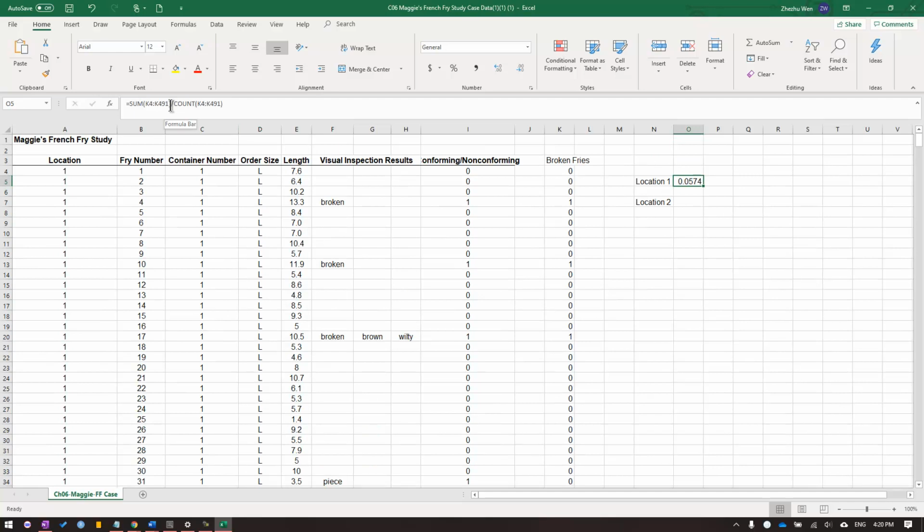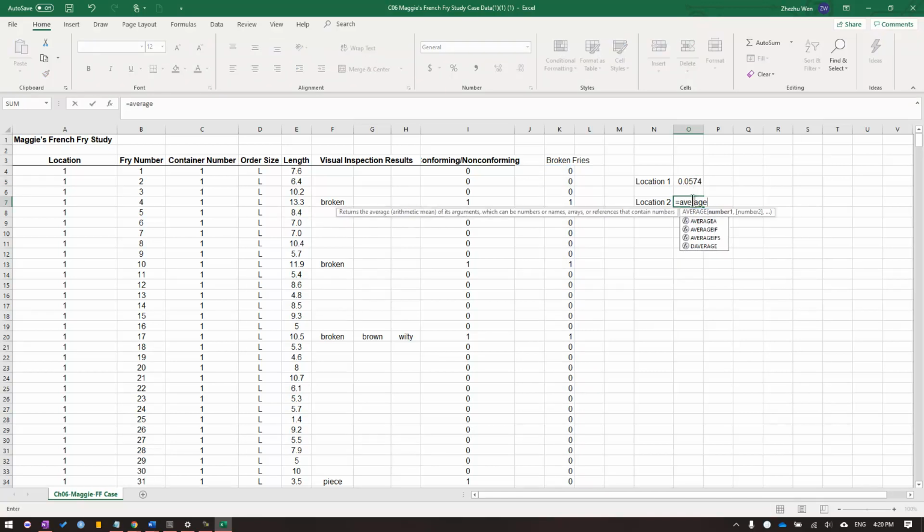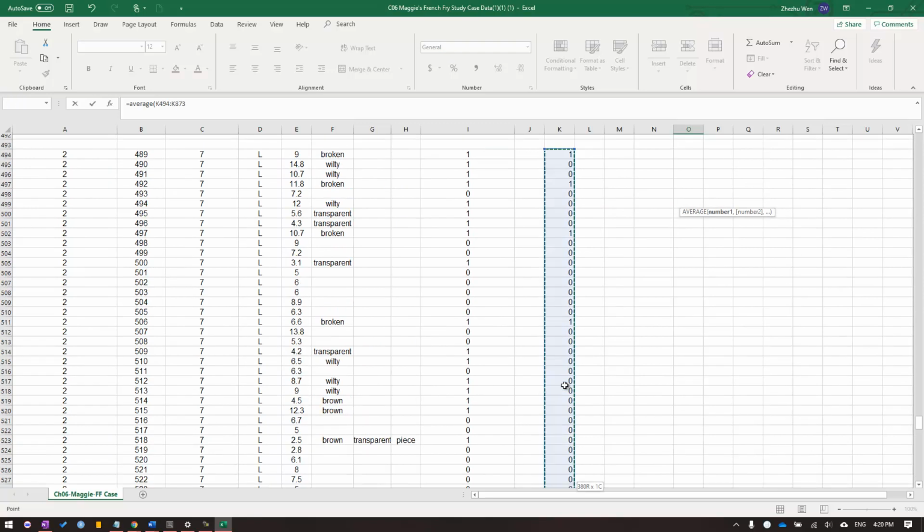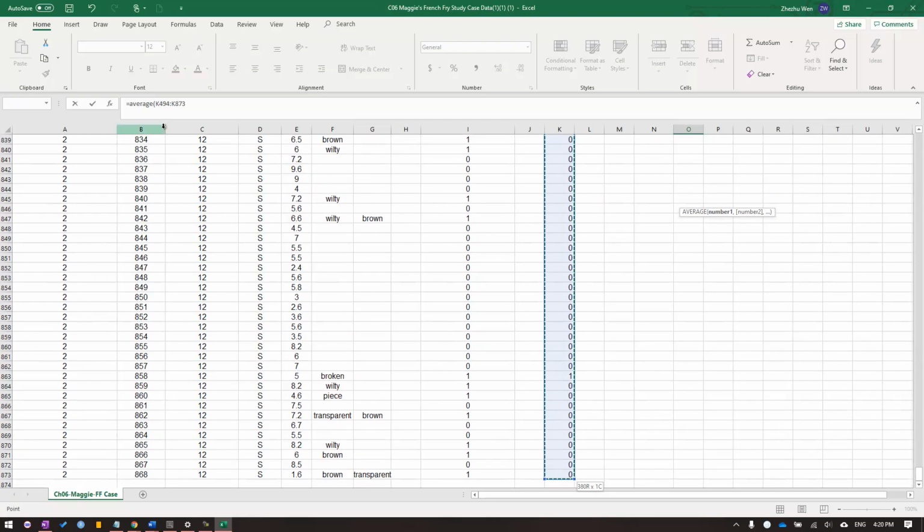So the first part is counting the total number of ones. The second part is counting total numbers. In this fashion, it's going to tell you the proportion. You can either do the same or you can do the average. It's going to do the same thing. So the proportion is actually the average when everything is measured in 1 and 0.